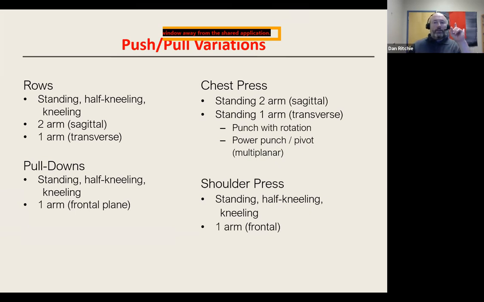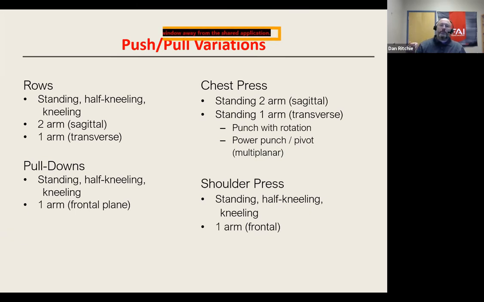Right? But you can go down to half kneeling. You can go down to kneeling. As we change the stance, now it's not a chest exercise anymore, right? It's a balance, it's a core, it's something else. We can change it, okay? So lots of different things we can do with chest pressing. Let's do some punching and some power punching, okay?